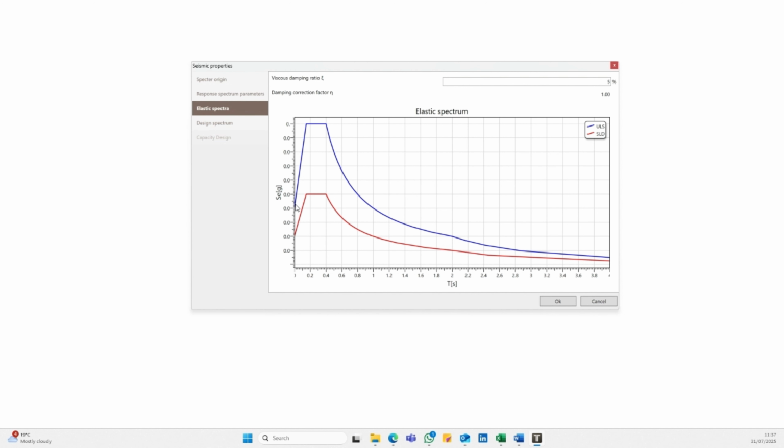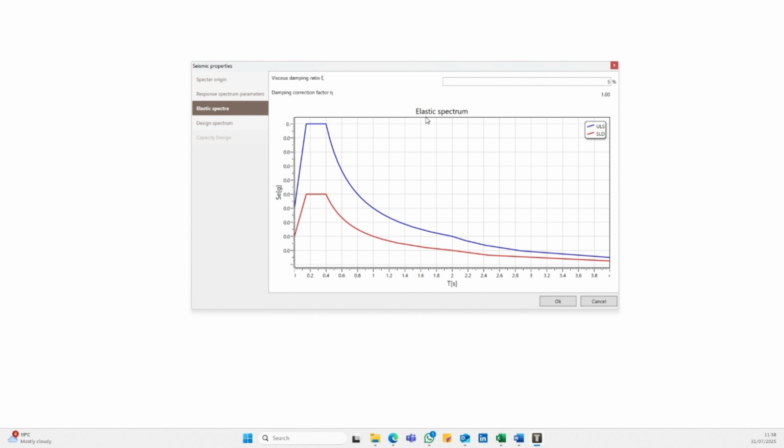At the start, both lines rise quickly. The ULS curve peaks around 0.14 g at about 0.05 seconds. The SLD curve peaks lower, around 0.06 g. This sharp rise shows the strongest shaking for short-period structures. As the period increases, both curves drop. ULS stays higher than SLD, showing it's designed for more critical safety conditions. By the time we reach 4 seconds, both curves are nearly flat, meaning very little acceleration for long-period structures. The damping ratio is set at 5%, with a correction factor of 1.0, so no extra adjustment is made.